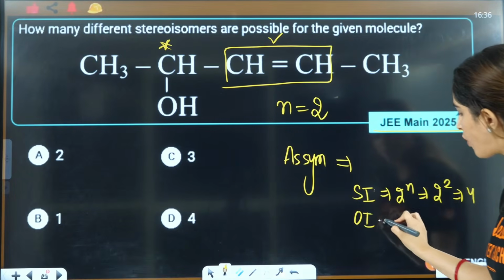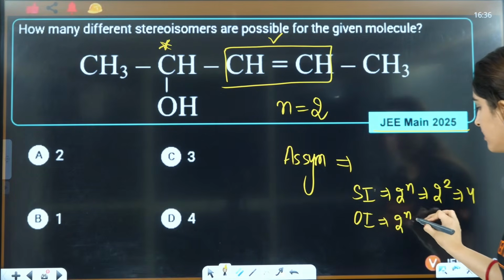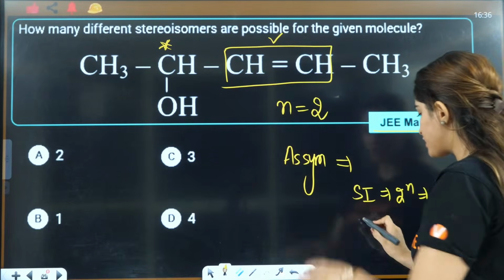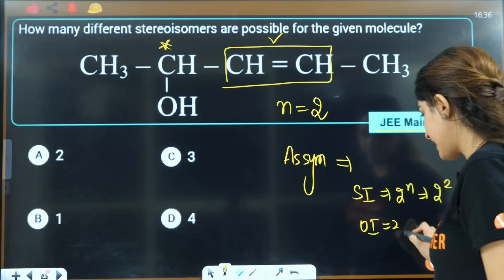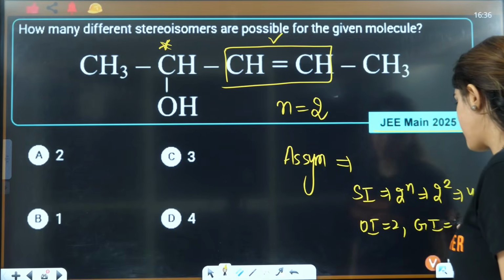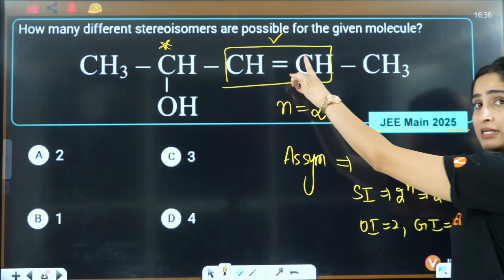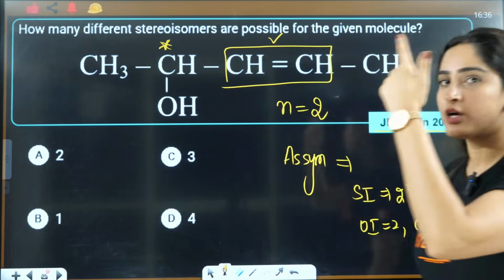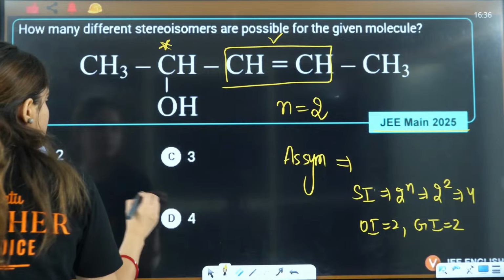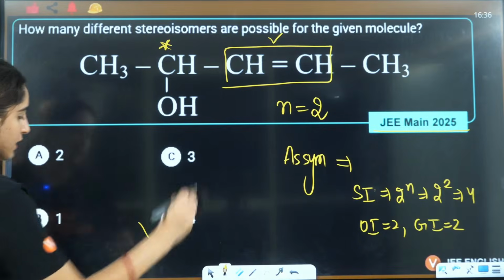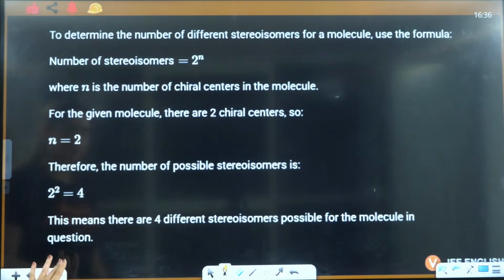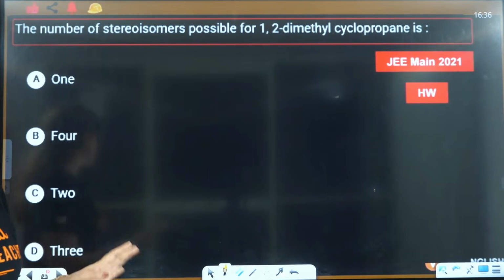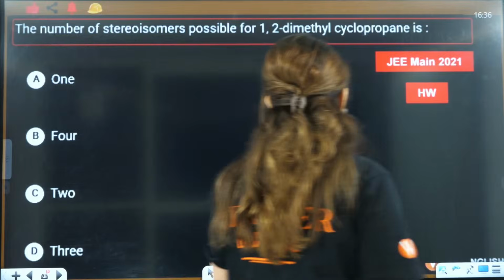Optical isomer also will be 2 raised to power n, and the optical isomer site is here 1, so optical isomers will be 2, and GI will be 2. Why? Because the number of GI sites is 1, so 2 raised to power 1 is 2, right? So you can answer any of it. So here the answer is going to be 4, and this was asked in your 2025 exam, and that was such a simple question that they asked, right?